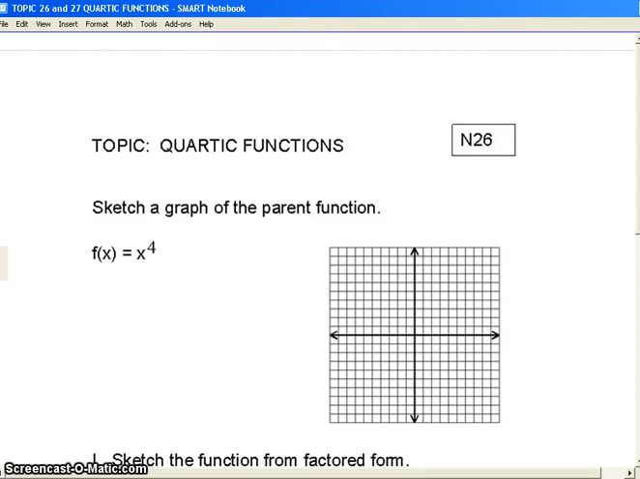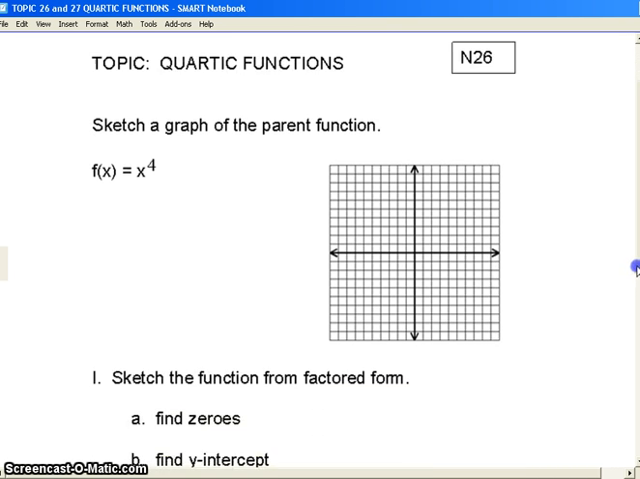Okay, so the notes over quartic functions, N26, x to the 4th power. All right, let's graph that parent function. Make yourself a t-chart. These are going to be the basic points that form the parent function. I always start with -2, -1, 0, 1, and 2.